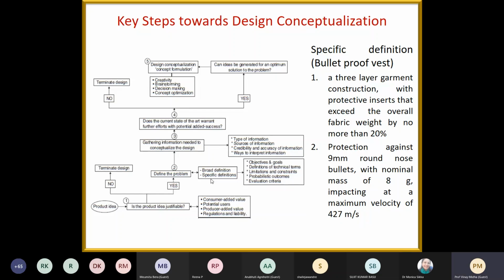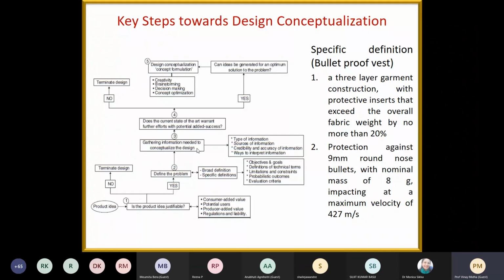Then based on this, you go to gathering the information needed to conceptualize the design: the already available patents and the products which are being made by the companies already. Collect that particular information and also find out the credibility and accuracy of it, because it may have been published at different points of time by different people using different types of instruments. The testing has been carried out. So the credibility and accuracy of that information, statistical accuracy, all these should be examined first. Then they will be taken into consideration.